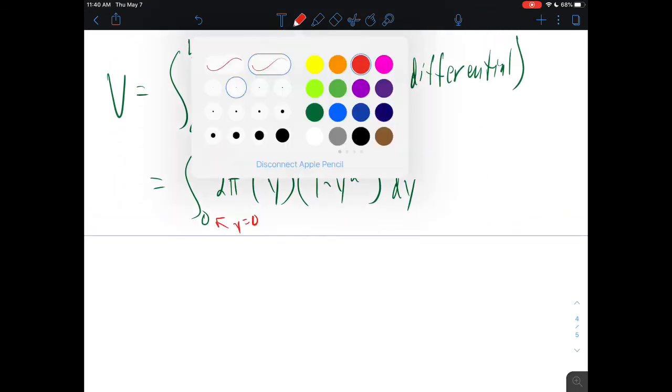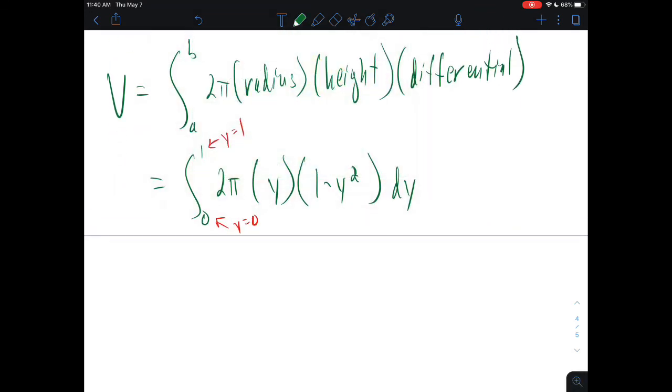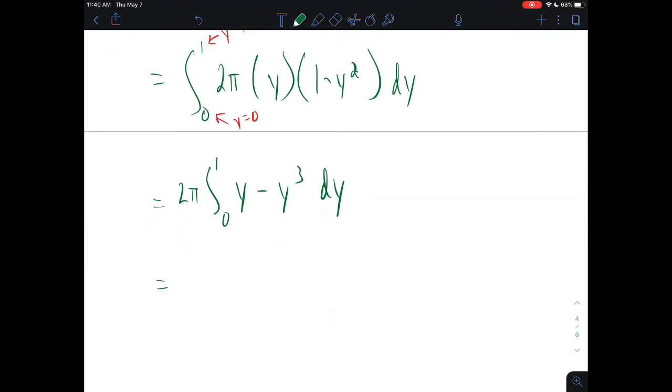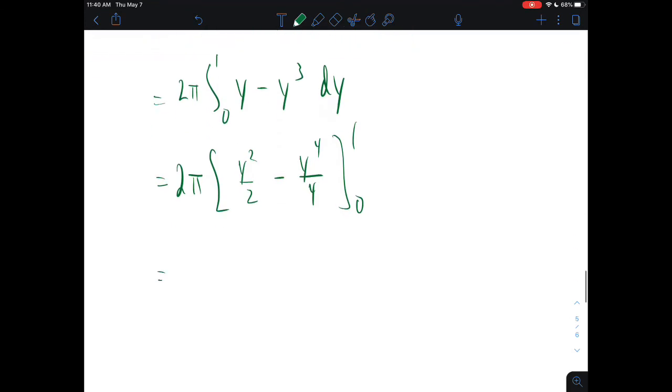So now let's just integrate as we saw in the first example. I'm going to factor out the 2 pi. I'm going to distribute the y so that I would have y times 1, which is y, minus y times y squared, which is y cubed. And I'm integrating with respect to y. This leaves me with 2 pi times my antiderivatives, y squared over 2 minus y to the 4th over 4, evaluating at 1 first and then 0.